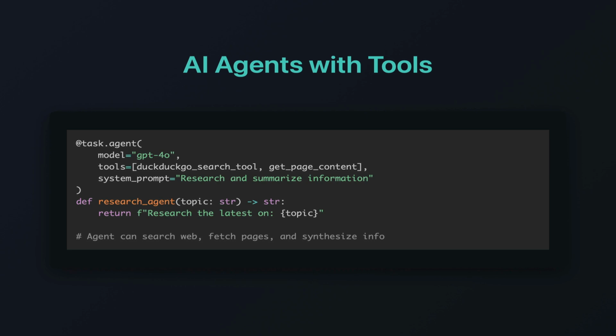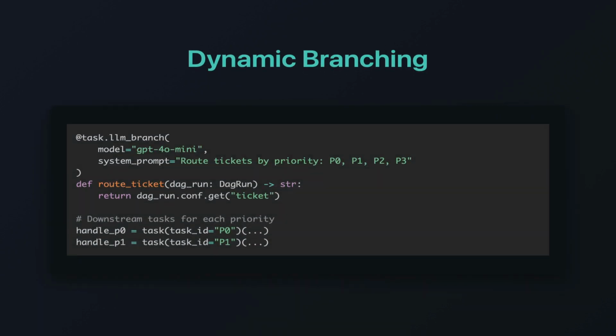Now let's move to one of my favorite features, which is the AI-powered branching. This support ticket router uses AI to classify tickets by priority and routes them to different downstream tasks. P0 tickets go to the critical response team, P1 to standard support, and so on. But the point here is that the AI makes the routing decision based on the ticket content, so no more complex rule engines. So if you used to use the branch Python operator, you can think of it as the smart branch Python operator, which is super powerful in many use cases.